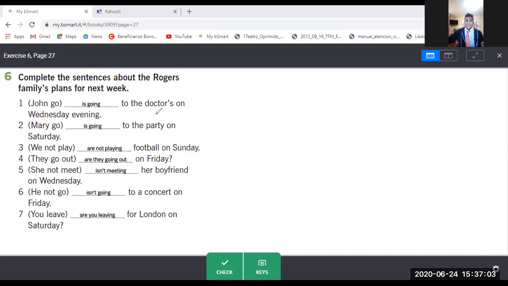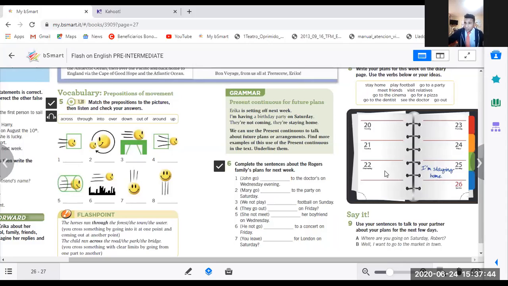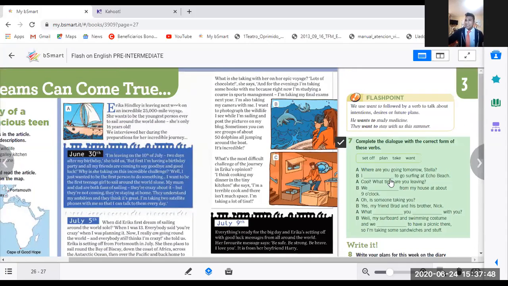And remember this, please. To make the sentence in present continuous to the future, we use the prepositions of the expression of time, okay? The expression of time: on Wednesday, on Saturday, on Friday, in the morning, in the afternoon, at 2 o'clock, at 3 o'clock, okay? Now, all your answers are perfect. We have completed activity number 6, the present continuous to the future. Now, let's do activity number 7.